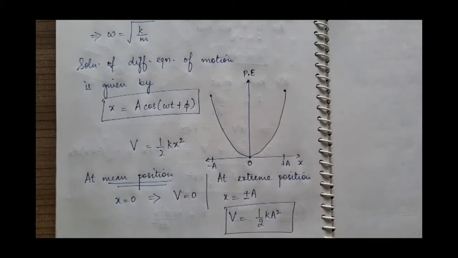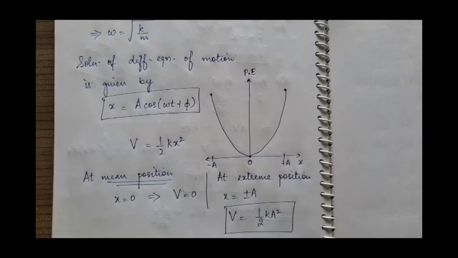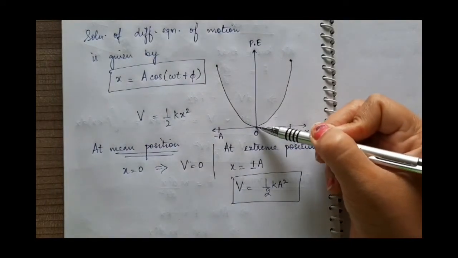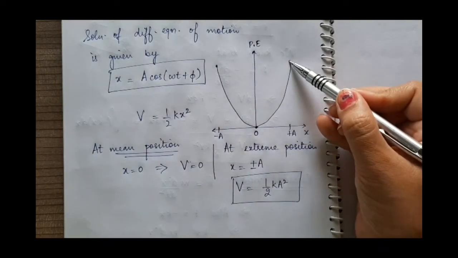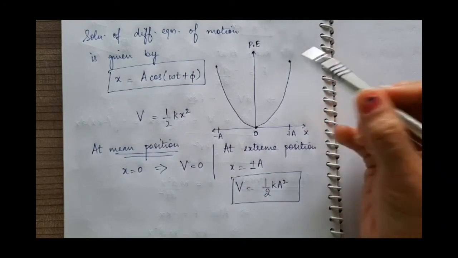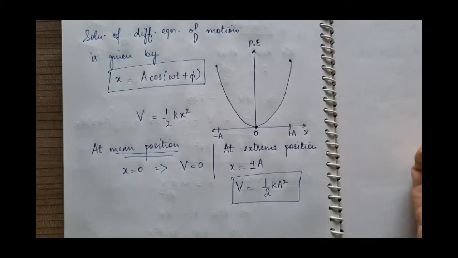So this is the potential energy versus displacement from the mean position graph. Now in between this mean position and extreme position, this particle can exhibit any value of energy. It can have any value of potential energy and it can have any value of total energy.